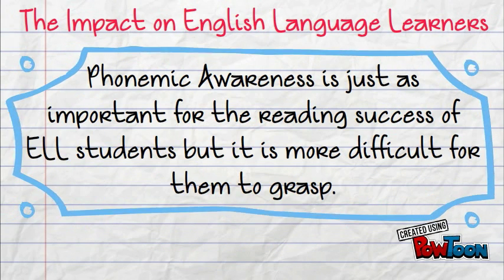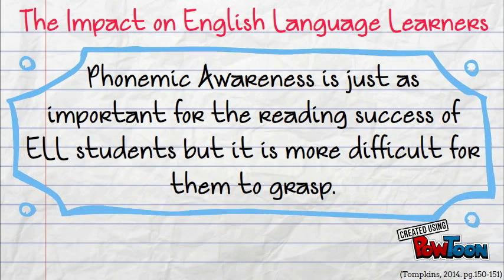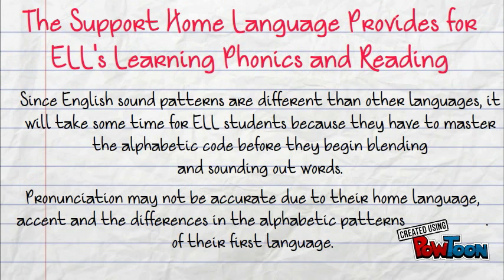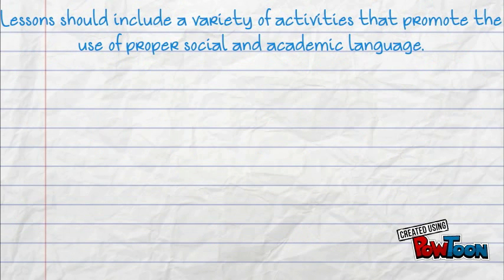Phonemic awareness is just as important for the reading success of ELL students, but is more difficult for them to grasp. Since English sound patterns are different than other languages, it will take some time for ELL students because they will have to master the alphabetic code before they begin blending and sounding out words. Pronunciation may not be accurate due to their home language, accent, and the differences in alphabetic patterns of their first language.